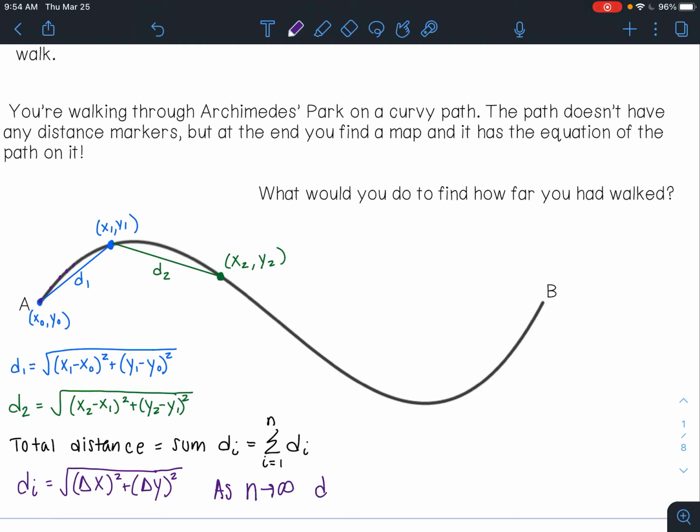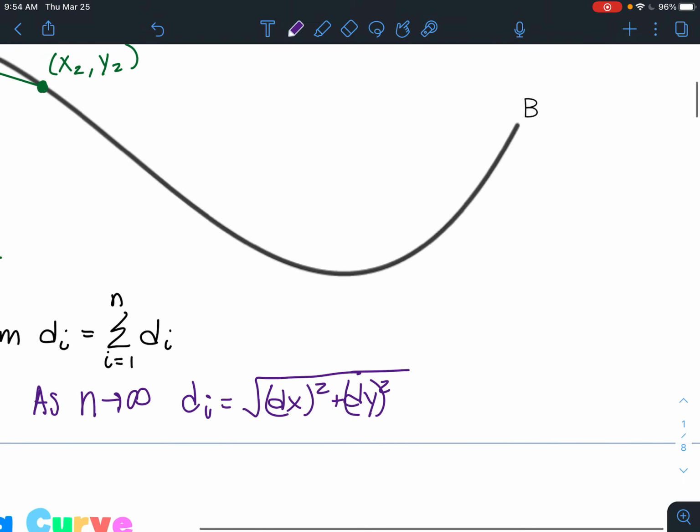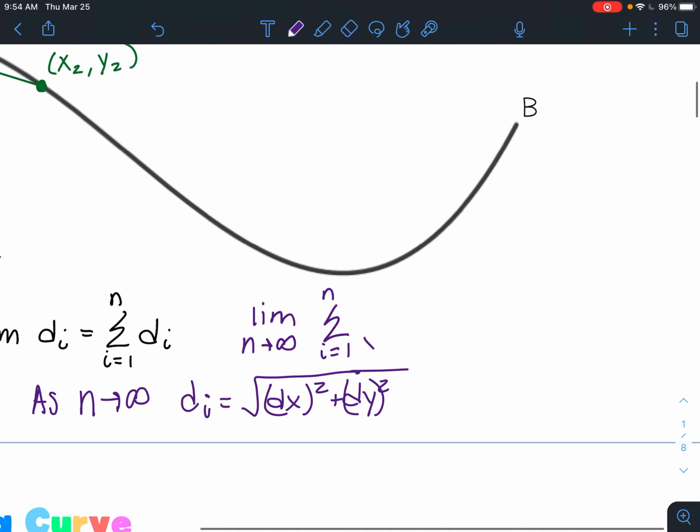So we can say that our distance would be equal to the square root of dx squared plus dy squared. And we're doing the sum of this, so now we'll make this a little formal, right? The limit as n goes to infinity of the sum from 1 to n, and we're going to plug this in now.